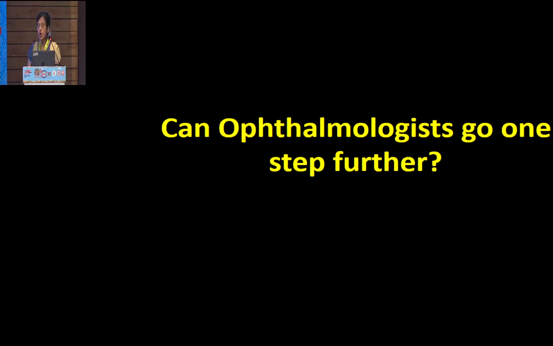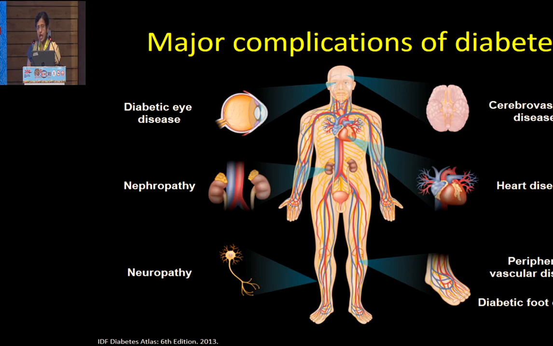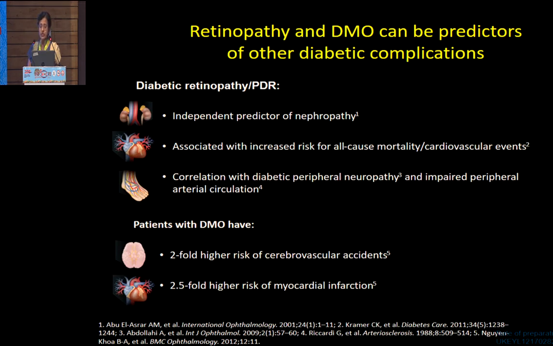So this is all what we are doing today. What we are thinking of is, can ophthalmologists go one step further? And as you know, diabetes does not only affect the eye, it affects many organs in the body, as you can see from this figure. And we as retinal specialists or as ophthalmologists should also be aware that if a patient has proliferative diabetic retinopathy, it's an important predictor of nephropathy. It's also a predictor of cardiovascular disease and death, and probably diabetic foot as well.